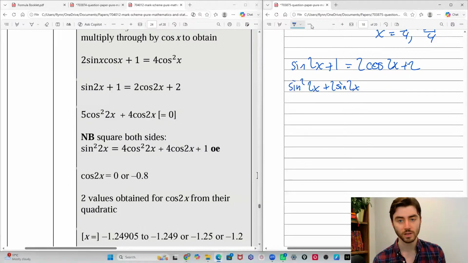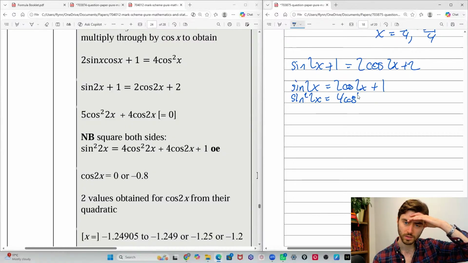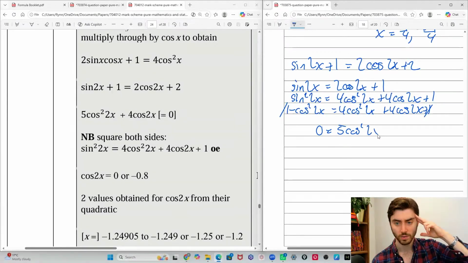No, because what you have to do, you don't want to have that. So what you've got to do is to instead call that, so sine 2x equals 2 cos 2x plus 1. Then we can square both sides. 4 cos squared 2x plus 4 cos 2x plus 1. And then we can say that's 1 minus cos squared 2x. And then we can say 0 equals, the 1s will cancel on both sides, so it's 5 cos squared 2x.